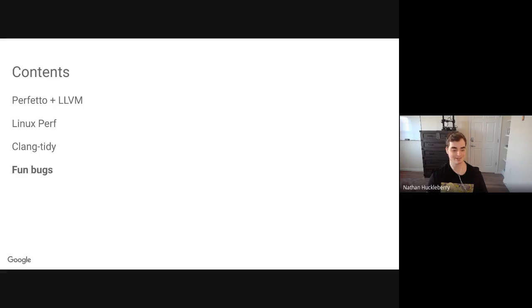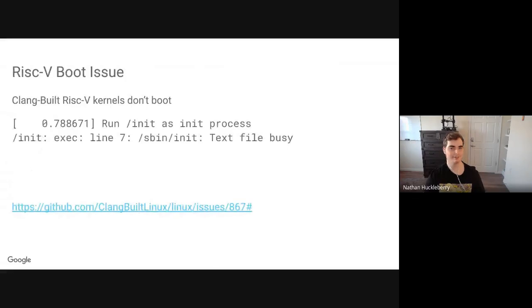And then these are some fun bugs that I found along the way this summer. I think the first thing that I did this summer was fix a Risc-V boot issue. The problem was Clang-built Risc-V kernels weren't booting. If you look at the kernel log, it tries to run init, and when you're calling exec for init, it returns a text file busy error, and then the kernel just stops.